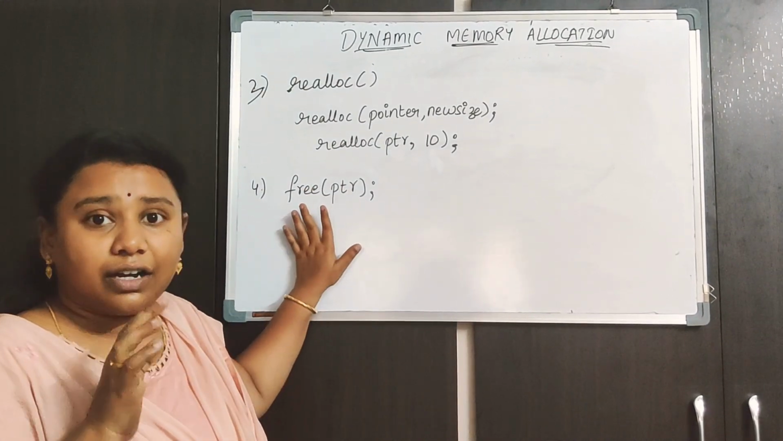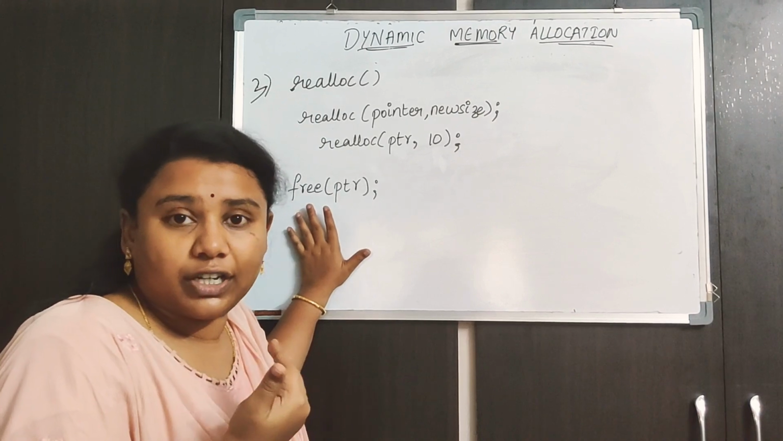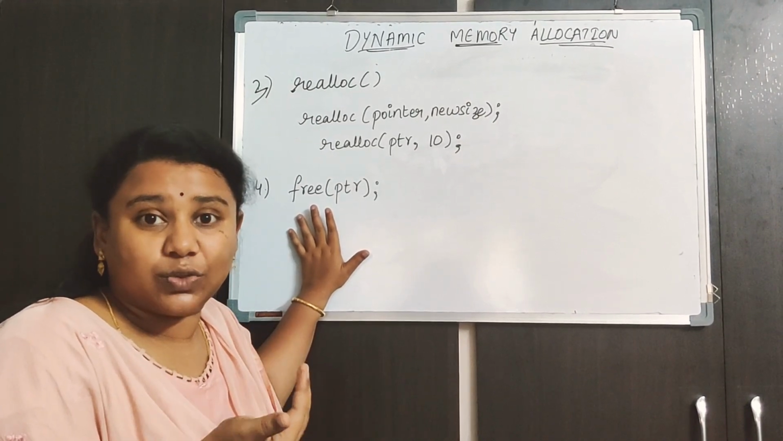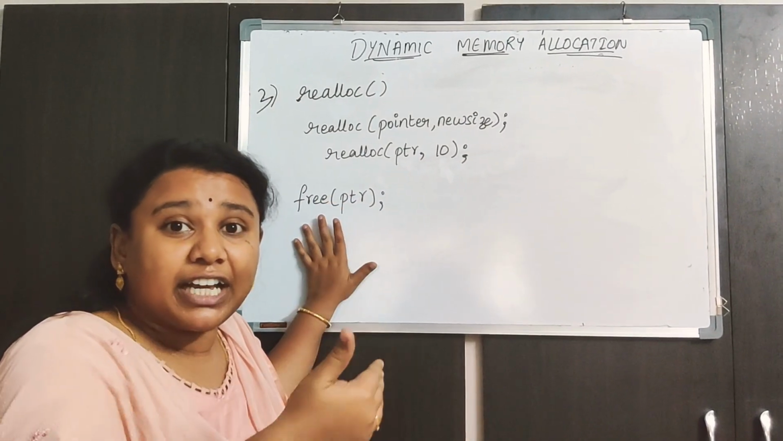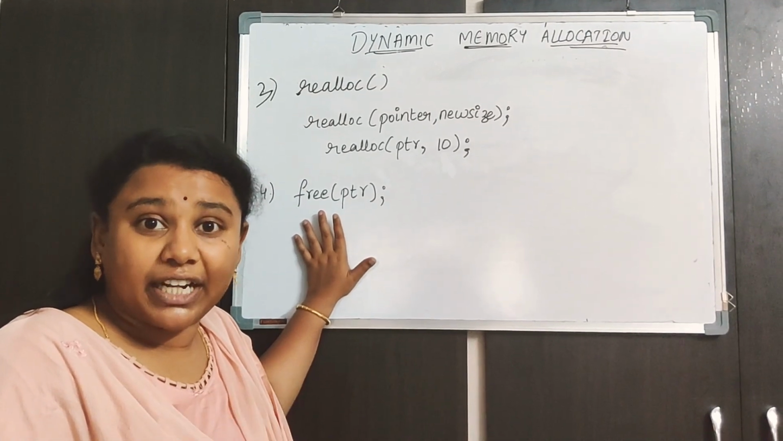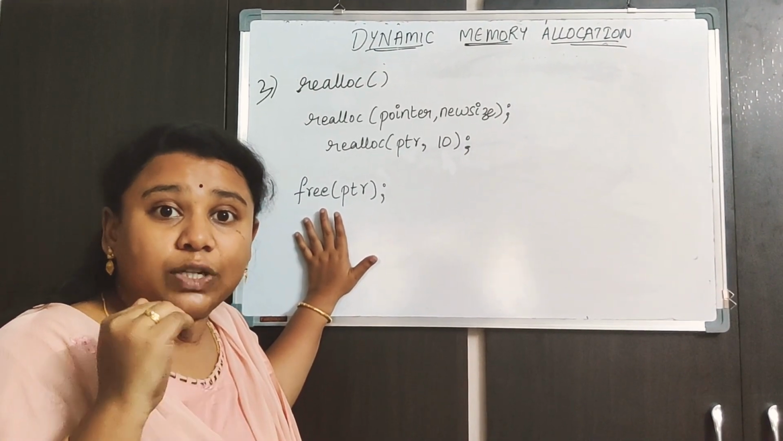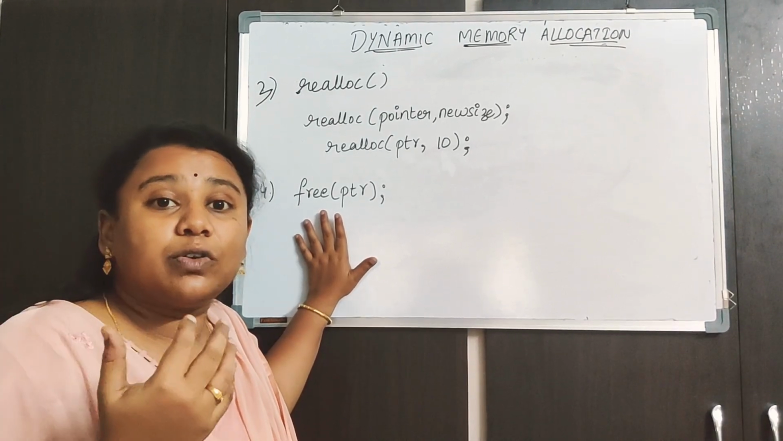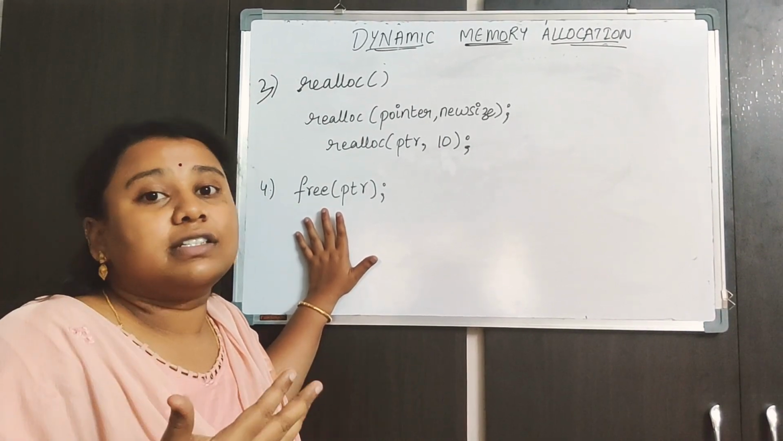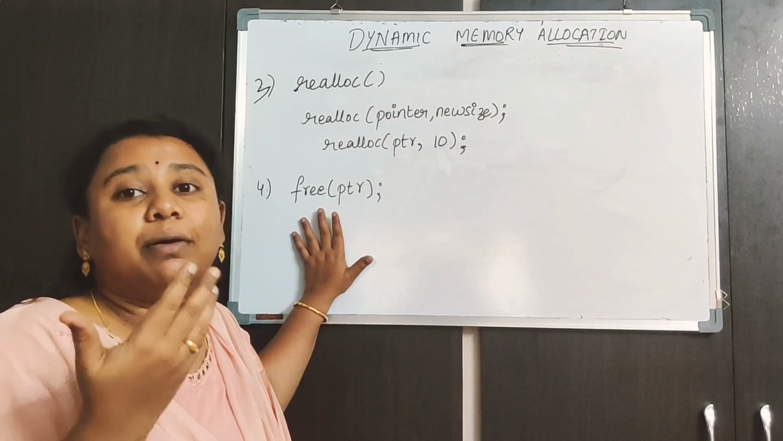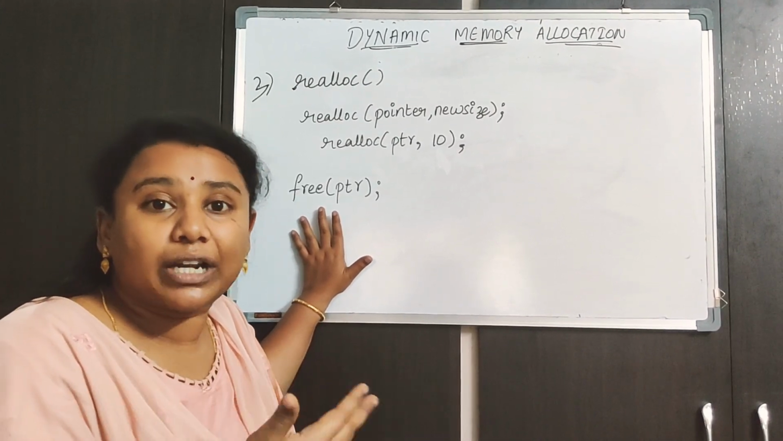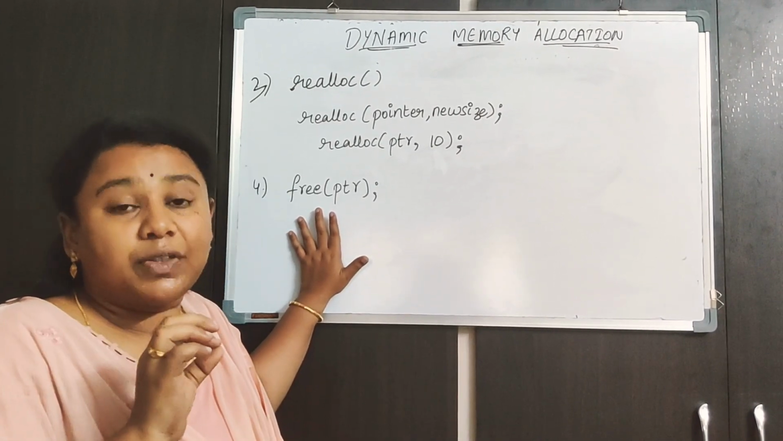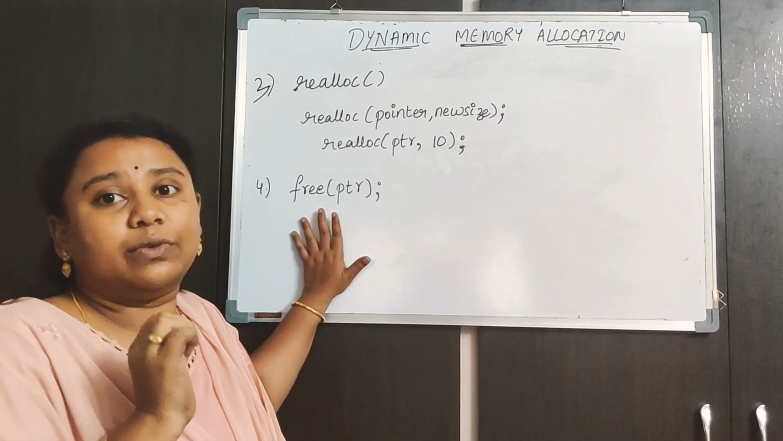Coming to the free function. What does this do? After using the entire memory you have allocated, it is our responsibility to release those memory spaces for further consumption. Why? Because computer systems may not be able to give memory resources to all the programmers who are using that system. So it is our responsibility.